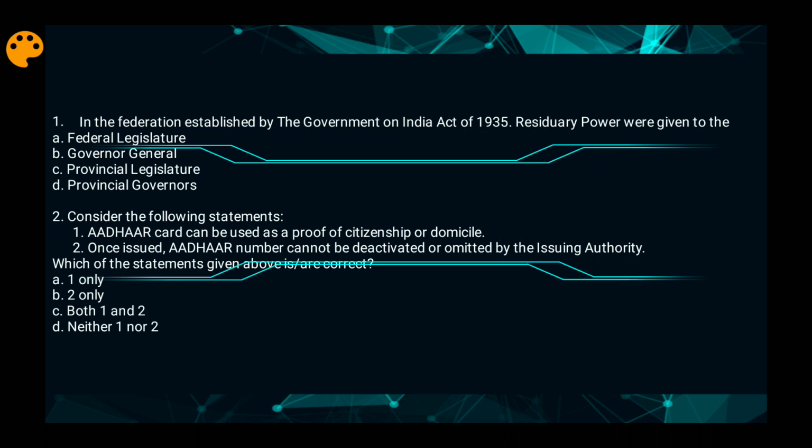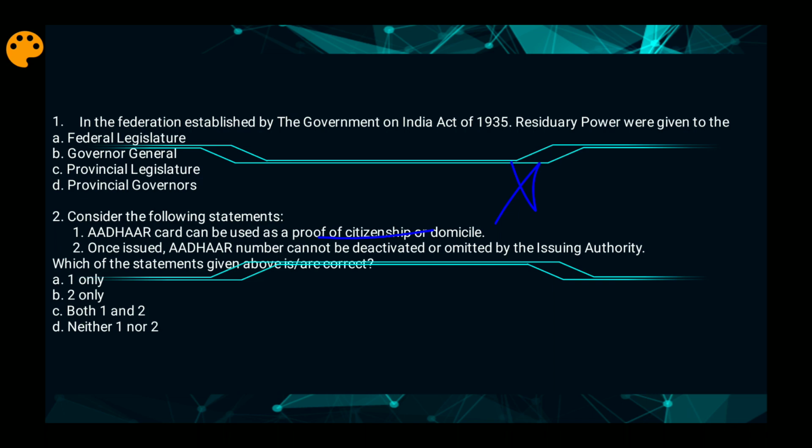The next question: consider the following statements related to the Aadhaar number or Aadhaar card. The first statement is, Aadhaar card can be used as a proof of citizenship or domicile. This is a wrong statement. Aadhaar card has written on the card itself that it is not a proof of citizenship. So the first statement is incorrect.